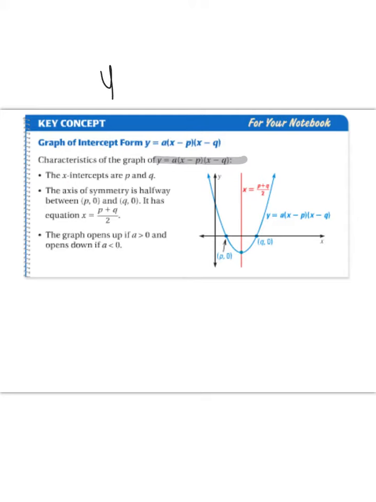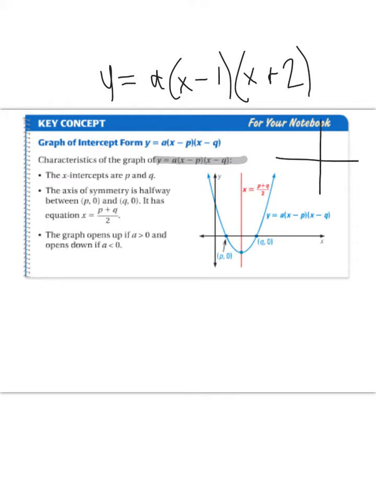Okay, looking at the example y equals a times x minus 1 times x plus 2, I know that my x-intercepts are going to be 1 and negative 2. So opposite of p and q are the x-intercepts.